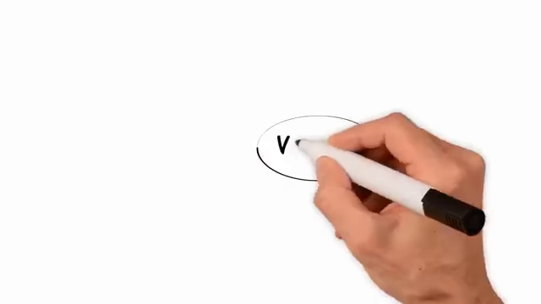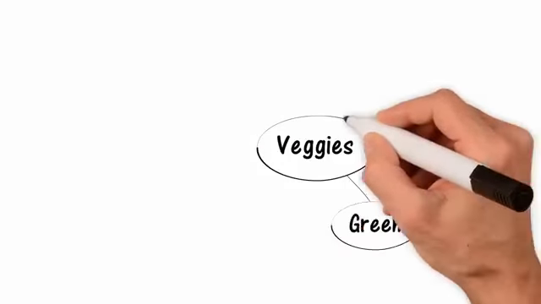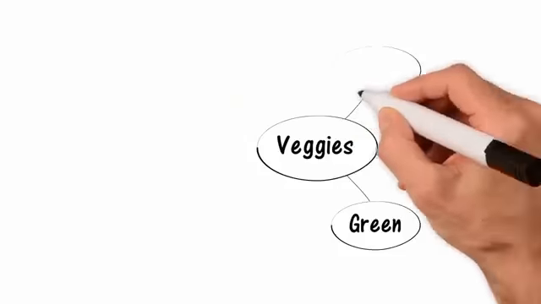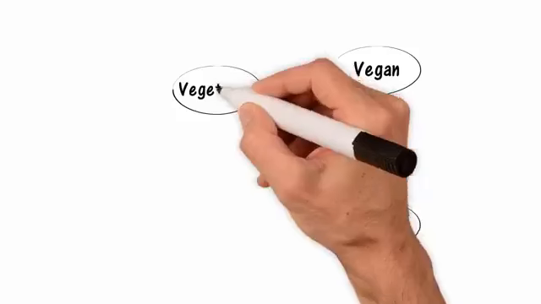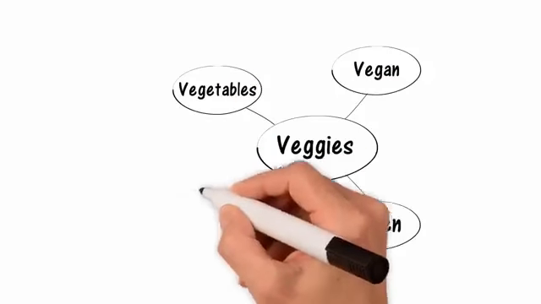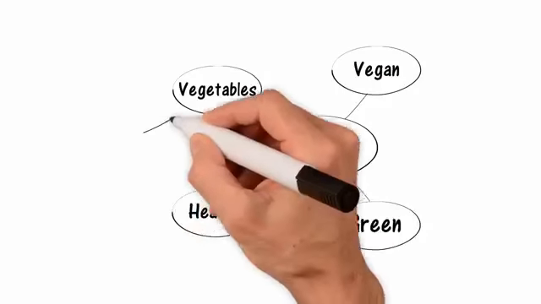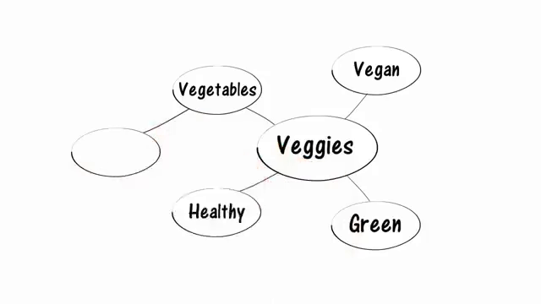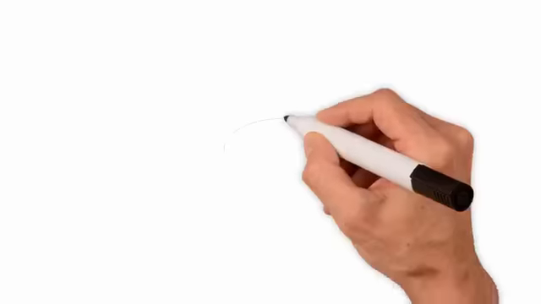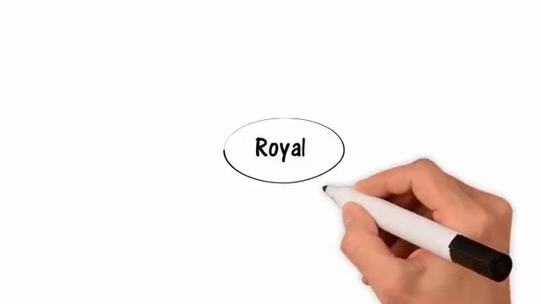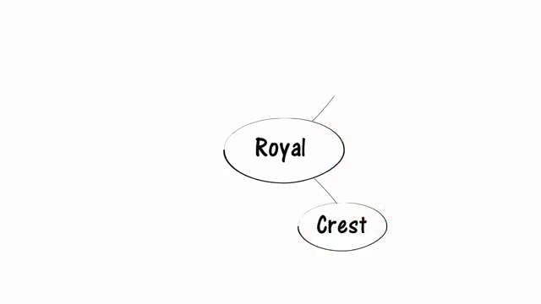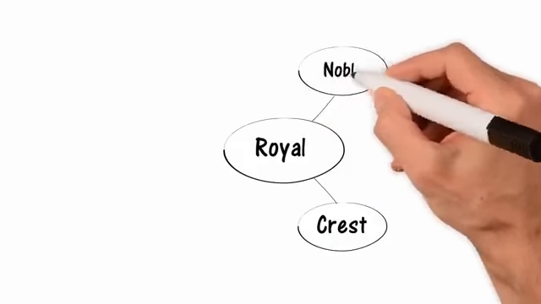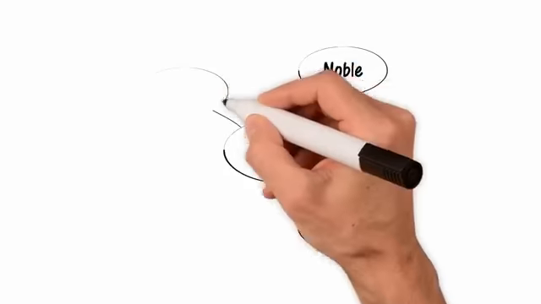To achieve that, we will use the logo's main keywords to extract some unexpected ideas. This is what we call mind mapping. Mind mapping is the creation of a visual representation of the words related to the main topic, then finding other associations to these words, in order to generate creative logo ideas.